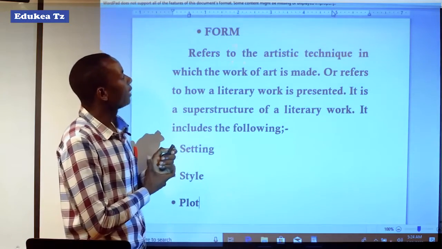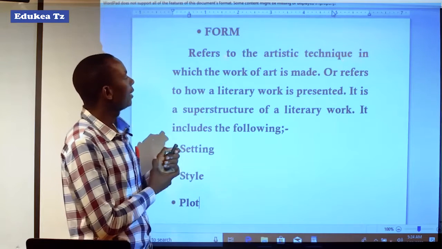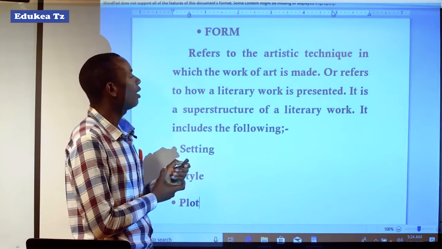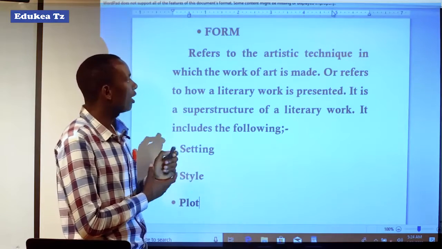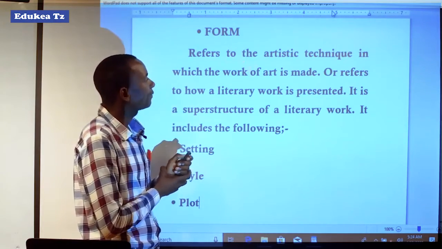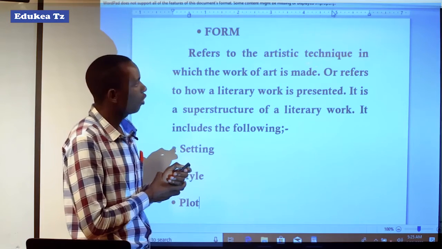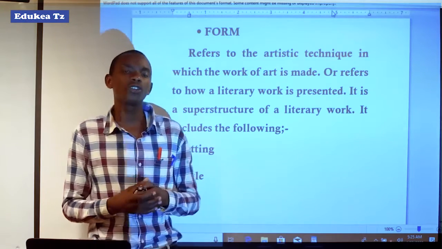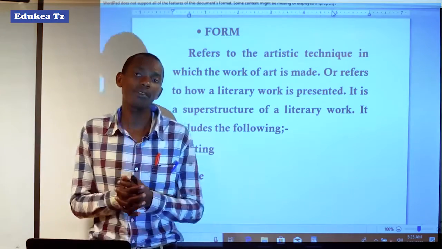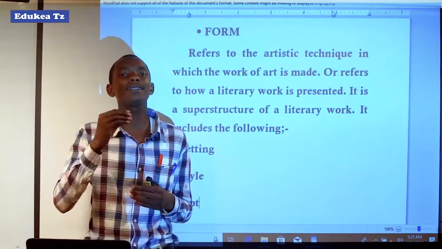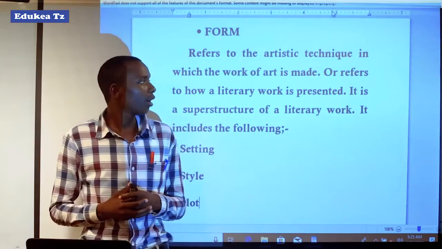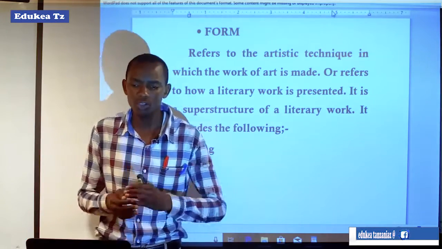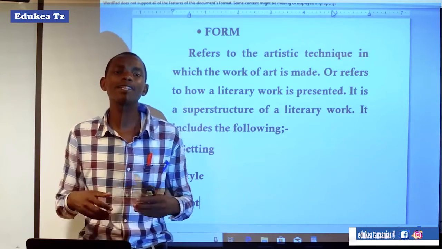So form refers to the artistic technique in which the work of art is made, or refers to how a literary work is presented. So when you speak about form, it simply means the artistic technique in which the work of art is made. So how a certain literary work has been made.